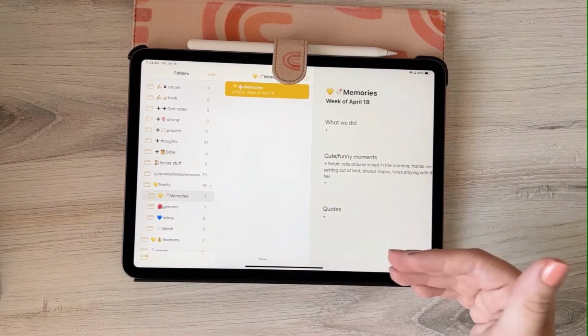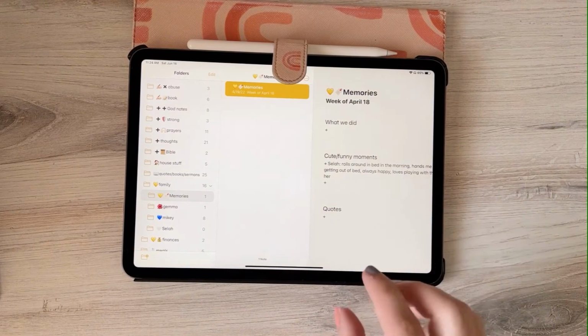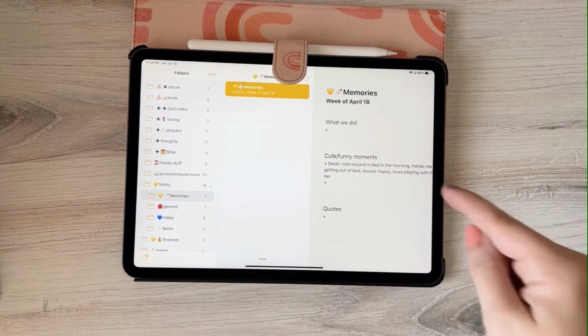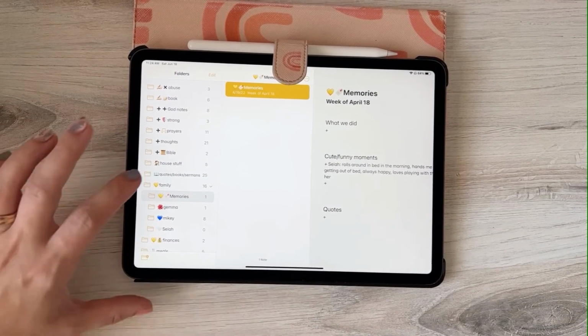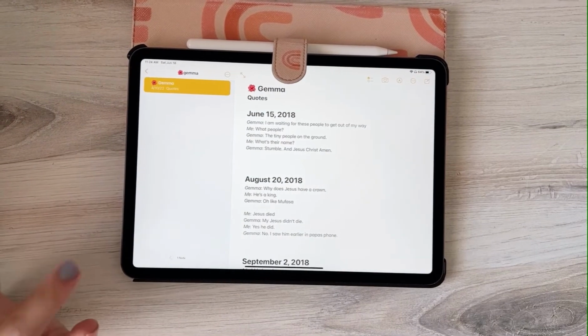As you can see, I didn't do very good, but I'm just kind of keeping track, like this is what we did this week. Here's a funny moment, that kind of stuff, just so I can keep track and then later on go and put it in my scrapbook.